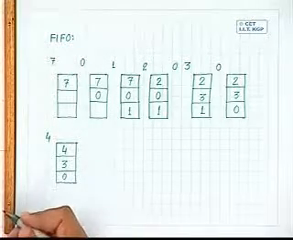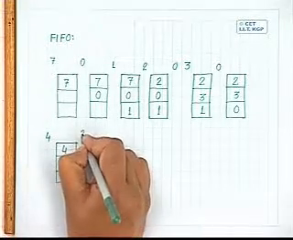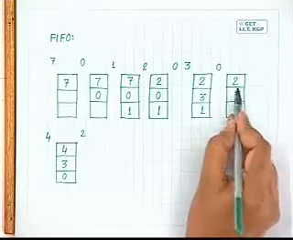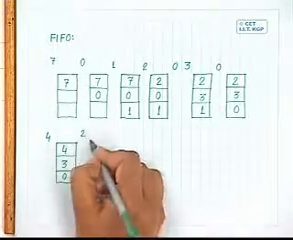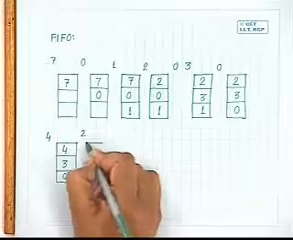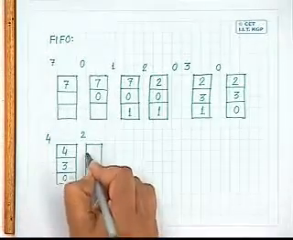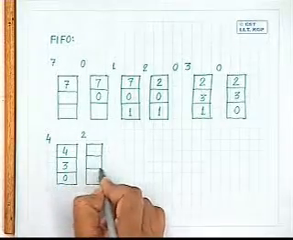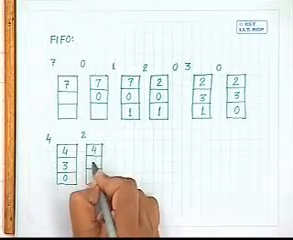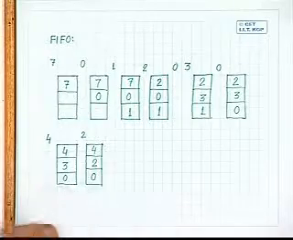Okay. Again, the next page that is referred is page number 2, but 2 has just now been replaced. Again, I have the same situation. It is page number 3 which will be replaced by page number 2. So I have 4, 2, 0.